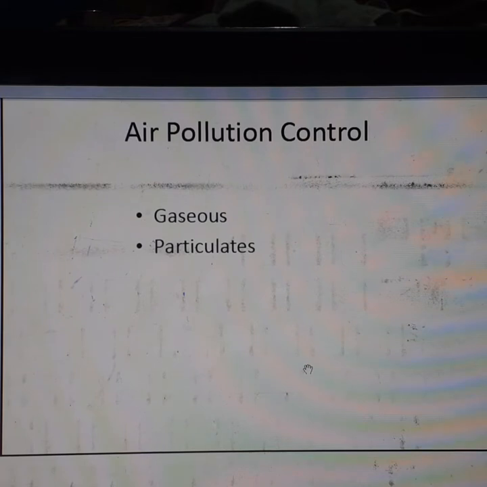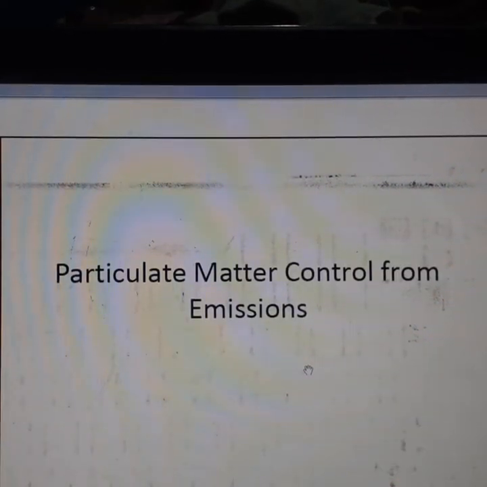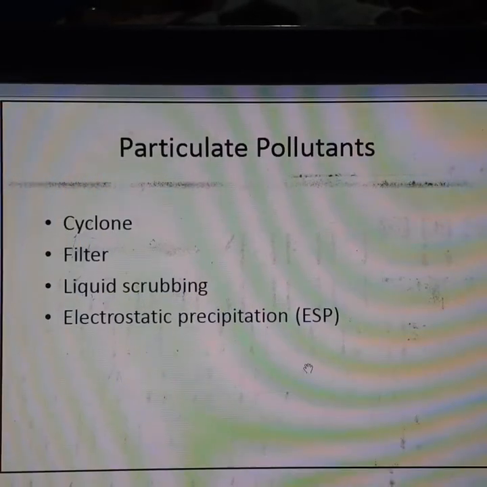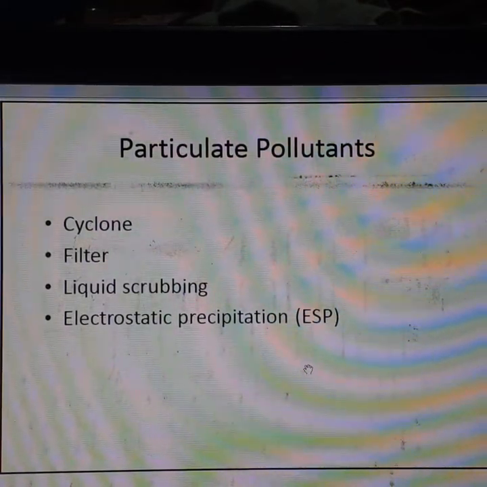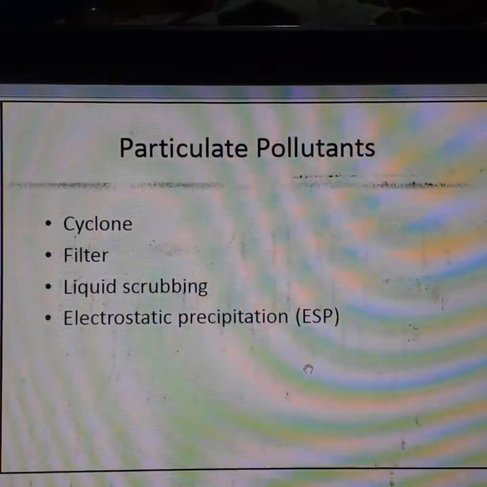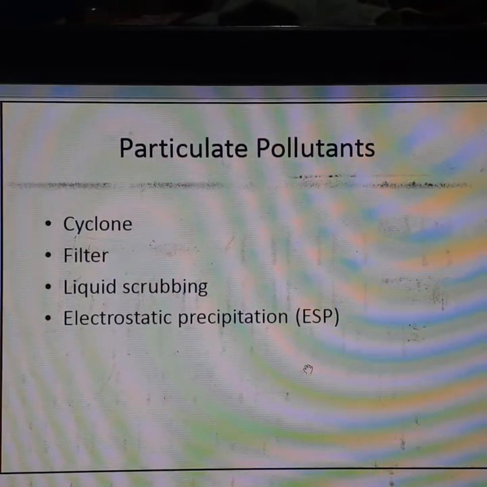So air pollution control, there are two types: gaseous control and particulate matter control. Now we discuss particulate matter control from the emissions. Particulate pollutants are basically controlled by cyclone filter, liquid scrubbing, and electrostatic precipitation, that is, the ESP system.